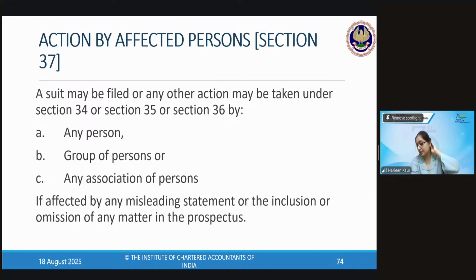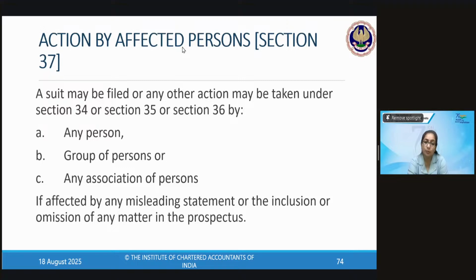क्लियर हो गया सेक्शन 36? सेक्शन 37. सेक्शन 37 तो बहुत ही सिंपल. एक्शन बाय अफेक्टेड पर्संस. कहते हैं जो जो लोगों को अफेक्ट हुआ है, जिनके साथ नुकसान हुआ है, वो क्या करेंगे? वो केस फाइल करेंगे. वो केस कैसे फाइल करेंगे?